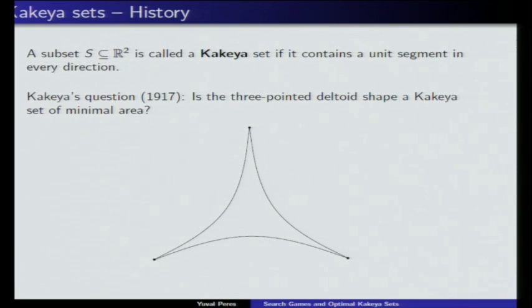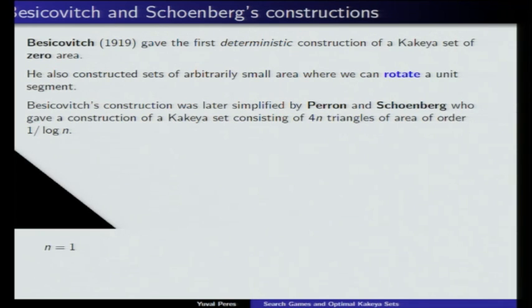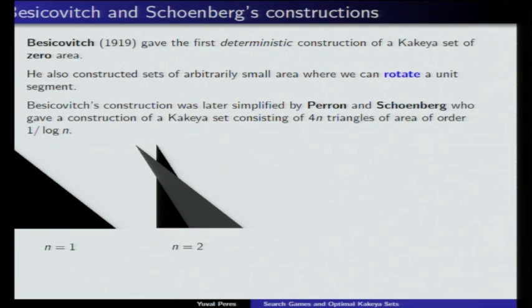The answer was given by Besicovich, who actually first looked at this question independently. And the answer is a very resounding no, because you can get sets of arbitrarily small area in which you can turn a unit segment, and even a set of zero area which contains a unit segment in every direction. So this is what Besicovich showed. And he gave a deterministic construction of such a set, which was later simplified by Perron, Schoenberg, and even later was shown to have really spectacular consequences in harmonic analysis by Fefferman. So it's been a major topic of study in harmonic analysis.